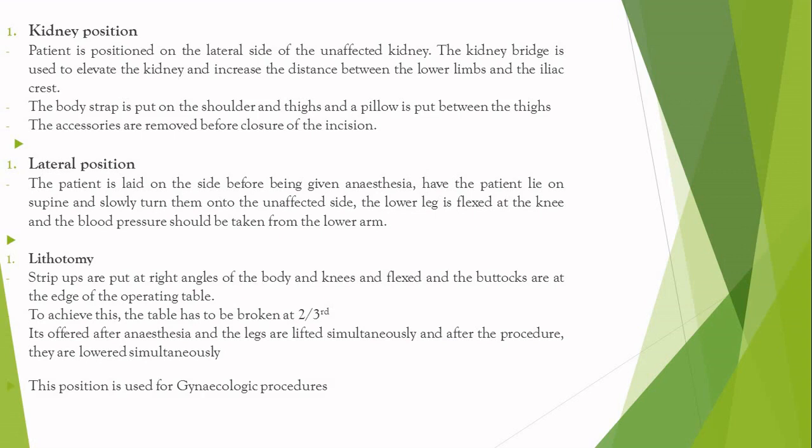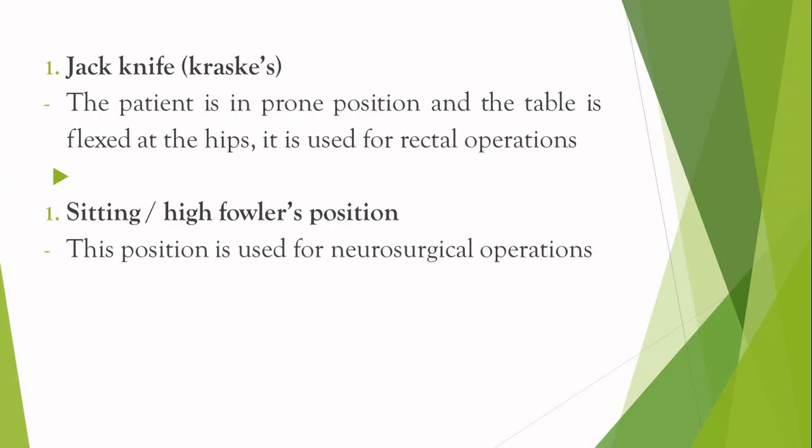Lithotomy: stirrups are put at right angles to the body, the knees are flexed and the buttocks are at the edge of the operating table. I assume we know these positions. I don't have the pictures, of course, to demonstrate, but we know them. Jackknife: the patient is in prone position and the table is flexed at the hips. It is used for rectal operations. Sitting or high Fowler's position is used for neurosurgical operations.